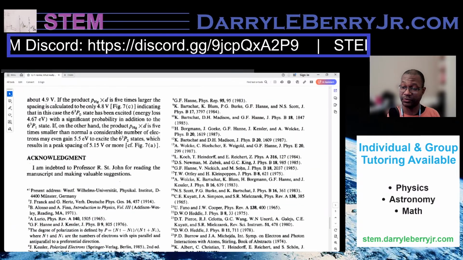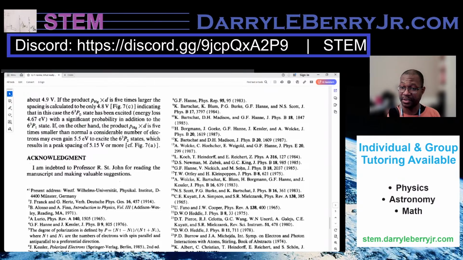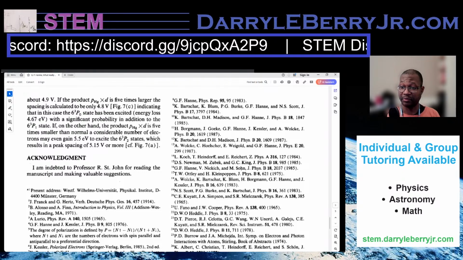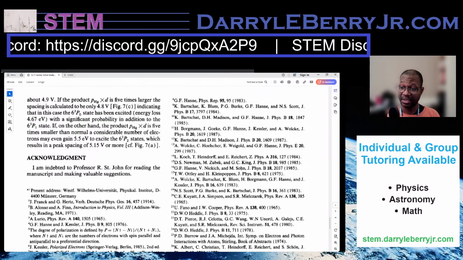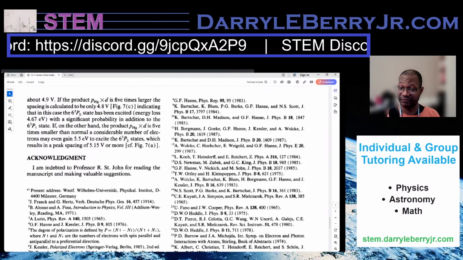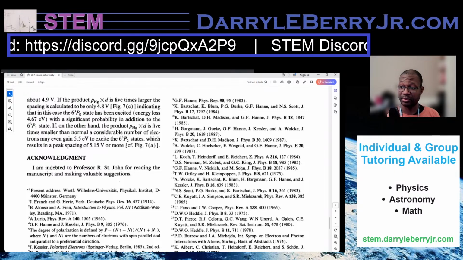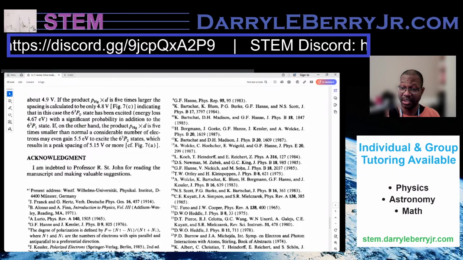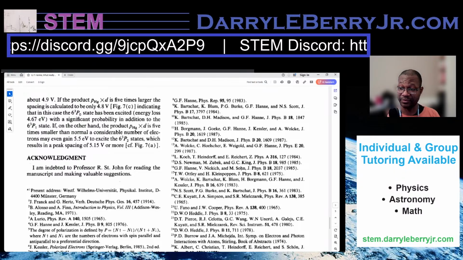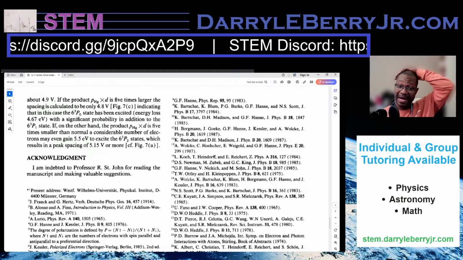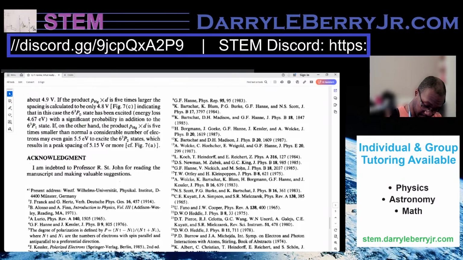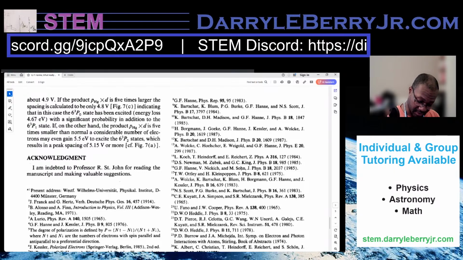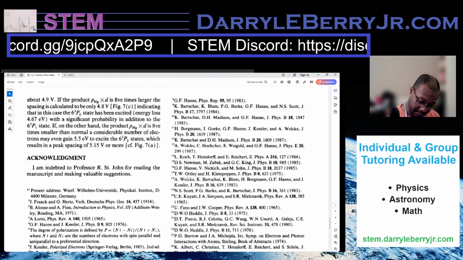Indicating that in this case, the 6-3-P0 state has been excited, energy loss of 4.67 electron volts, with a significant probability in addition to the 6-3-P1 state. Notice I mentioned probability earlier. If, on the other hand, the product is 5 times smaller than normal, a considerable number of electrons may even gain 5.5 electron volts to excite the 6-3-P2 states, which result in a peak spacing of 5.15 volts or more. It's still unclear how, even though different electron volts are hit, it still emits the same wavelength.